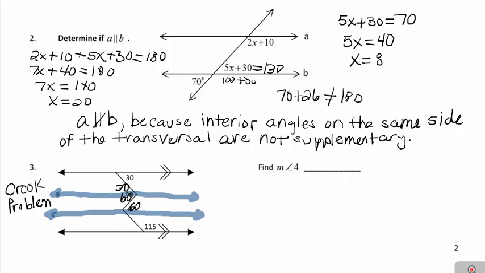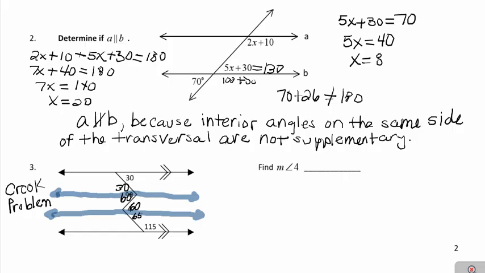Now I can't continue any further, so now I'm going to go to the very bottom, and I'm given the bottom angle is 115 degrees. And I know the bottom half of the angle below the 60 degrees would have to be the supplement of 115 because those are interior angles on the same side of the transversal. So the bottom part of angle 4 would have to equal 65 degrees.